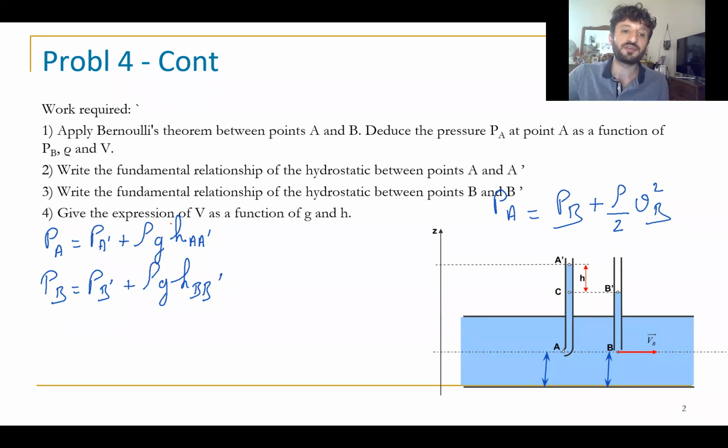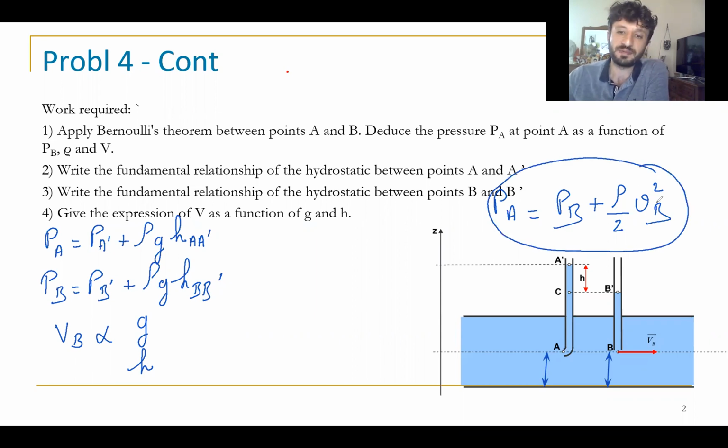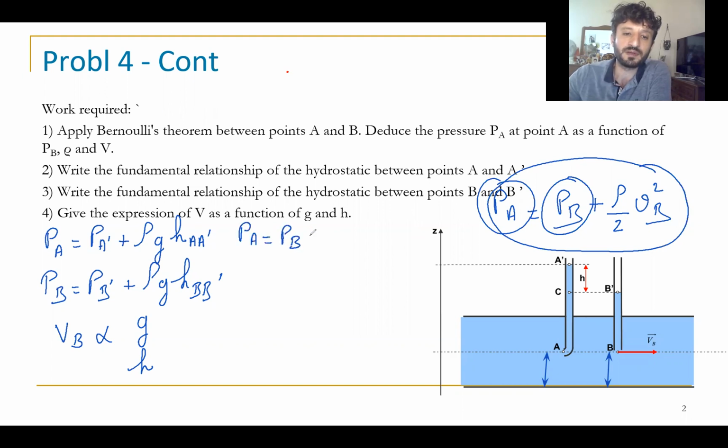Give the expression of V as a function of GH. I want to find V, I mean VB, in function of G and H. We can substitute the value of PA and the value of PB here, and we can find the relation of VB in function of G and H. So we can write PA equals PB plus rho over 2 VB square. We can put PA and PB here.